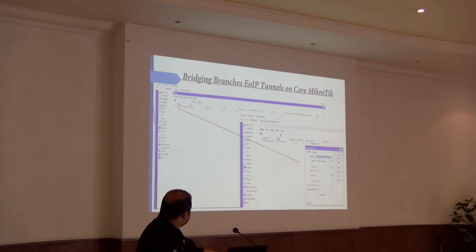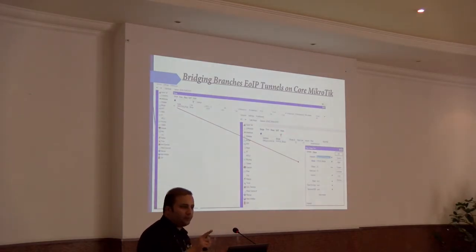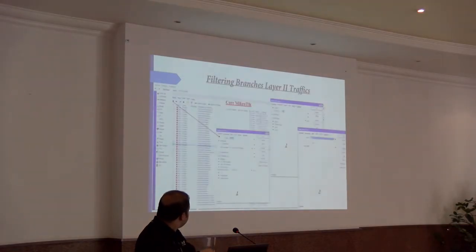Now, client configuration is finished. And we should come back to the core router and bridge all EoIP tunnels, all branch EoIP tunnels together. But here's a problem. Bridging all EoIP tunnels together makes a big broadcast domain, and it's not good for our network because it imposes high unwanted traffic on our network. So we use bridge filters to compensate for it.